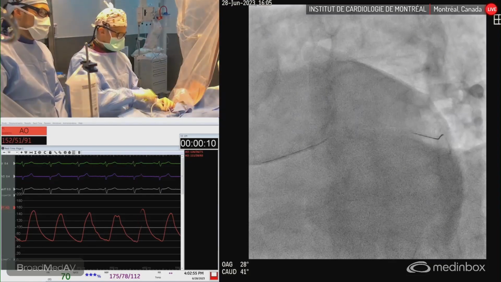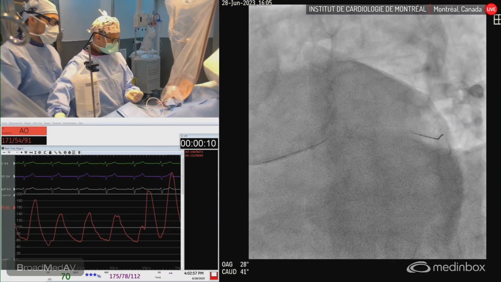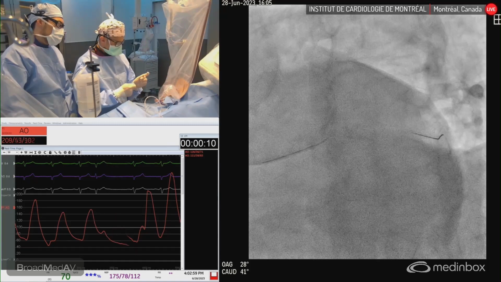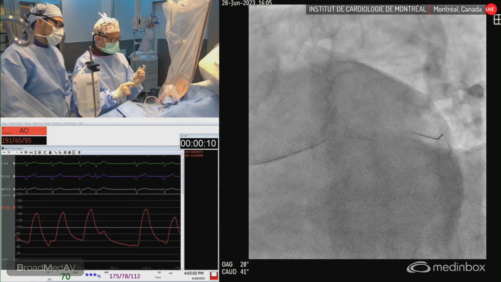I'm going to change the tip, put a big second curve.